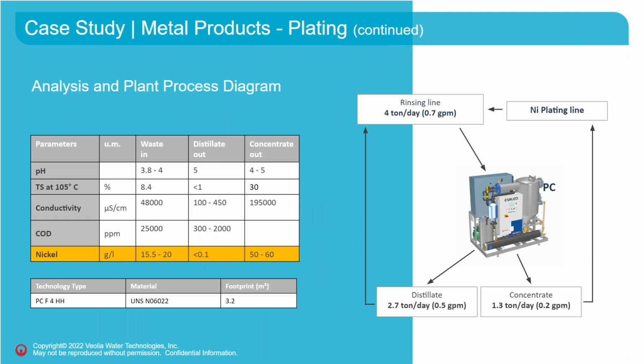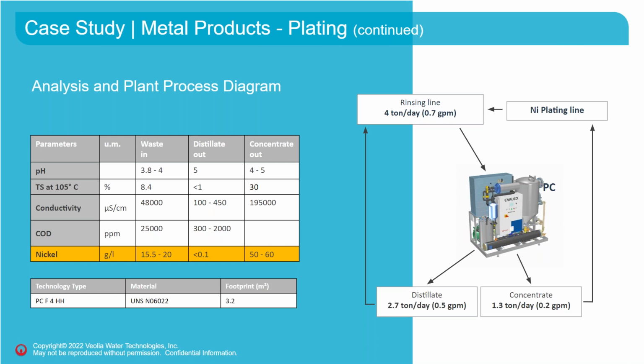So again, this is a different material construction. You see it's the HH on this one. It's a PCF4 HH, so it has different material construction than the other one because of the pH of this water and the content of what was in there. You can see that we started with a much higher conductivity. So we were trying to, in this application, be able to recycle some of the water that's concentrate from this back to the plating line.